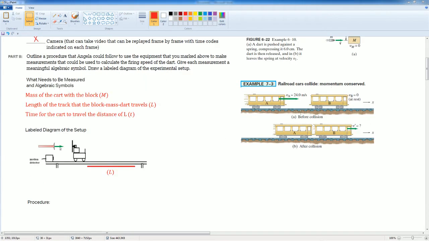So just like I said in the railroad car collision momentum conserve example, this is what's going to happen. A dart's going to come in. It's going to hit a stationary block that's attached to a cart. The block needs to be able to absorb the dart, basically. Once it hits it, it's going to get stuck together. So it's going to look like this. It's going to get stuck together. Once it gets stuck together, it's now going to move a certain distance. Okay? That's what's going to happen.